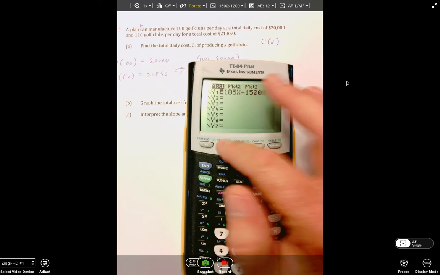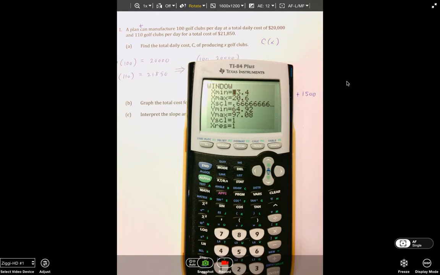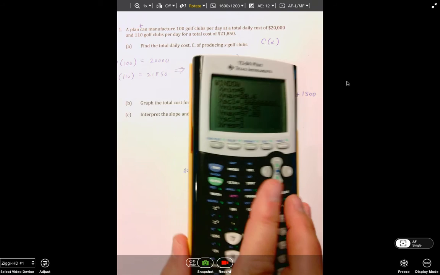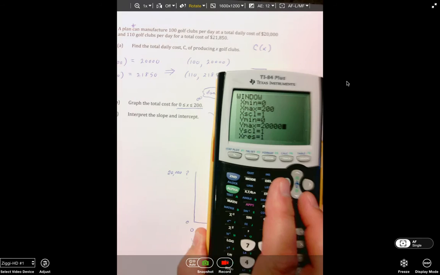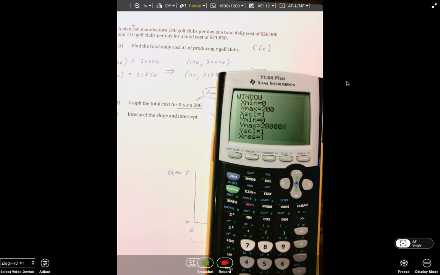Now you're going to go to your window, and you're going to set your X min and X max according to the graph you're trying to match up your calculator with. So we know our X's are going to run from 0 to 200. Guys, I would always set, in this class, X scale for 1. And my Y min, I'm going to run those from 0 to 20,000. Or whatever this value right here is on your selections.